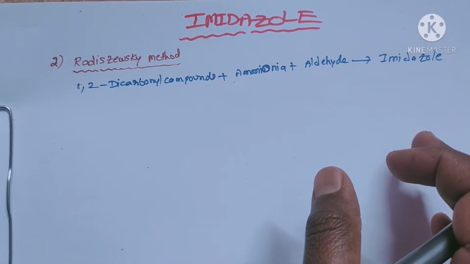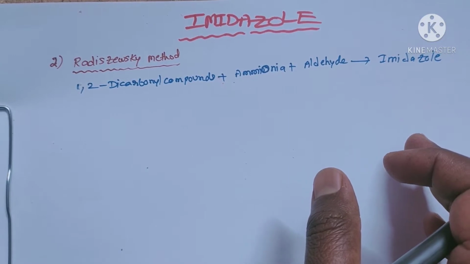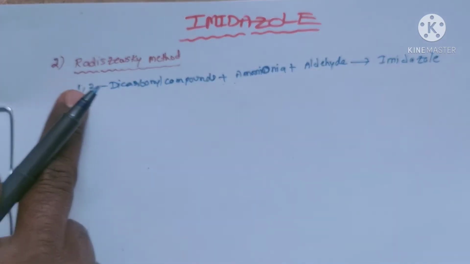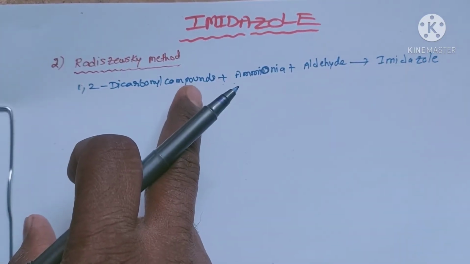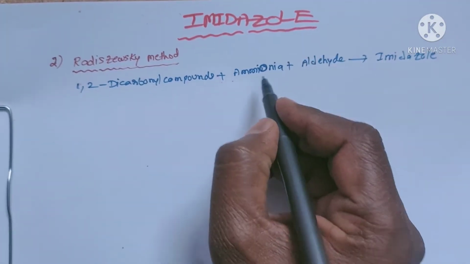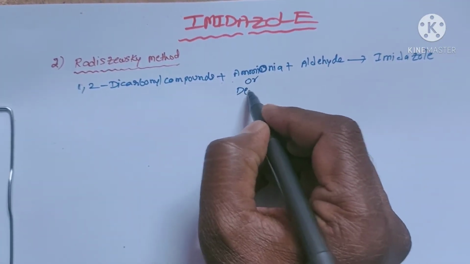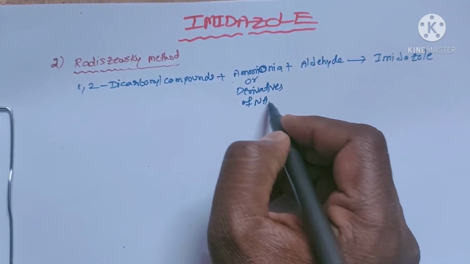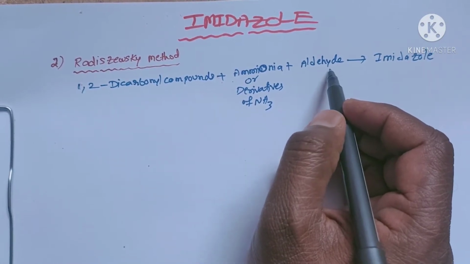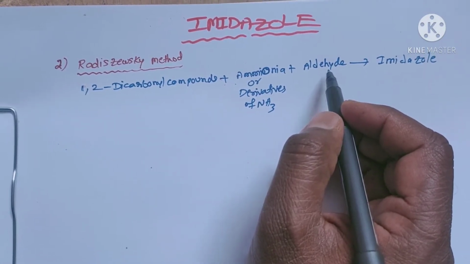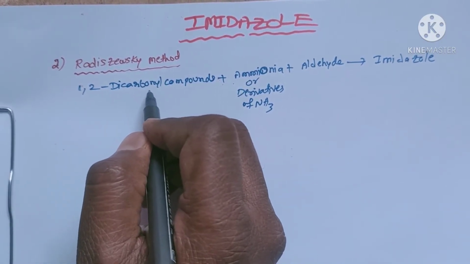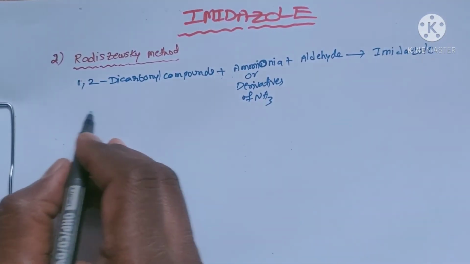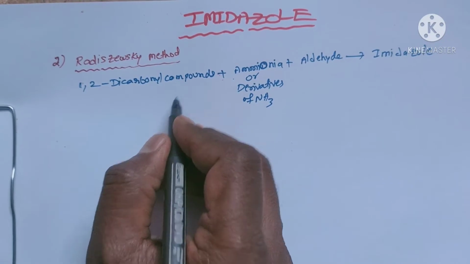Go for the second preparation method of the imidazoles, that is the Radziszewski method. In the Radziszewski method, 1,2-dicarbonyl compounds are allowed to react with ammonia or derivatives of ammonia, that means amine, with aldehydes, whether aromatic or aliphatic aldehyde. For the 1,2-dicarbonyl compounds we can take simple glyoxal also, but most popularly we write the benzil for the 1,2-dicarbonyl compound.